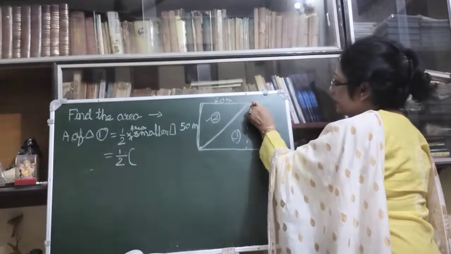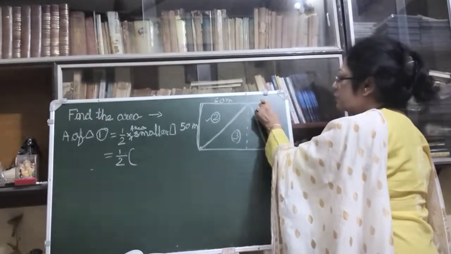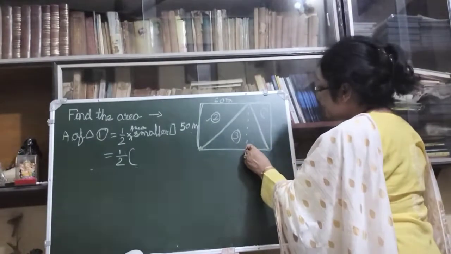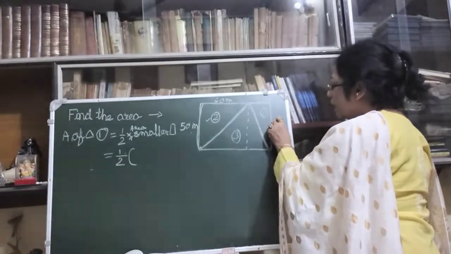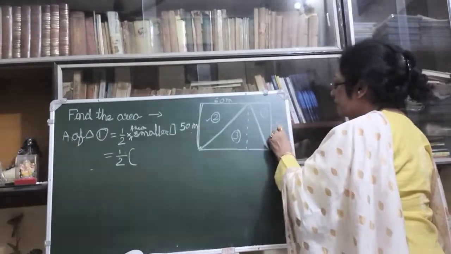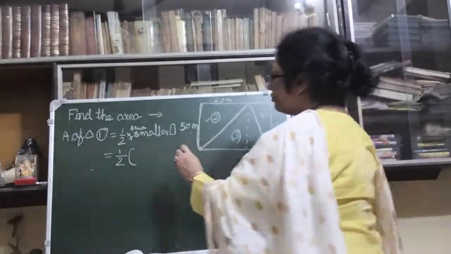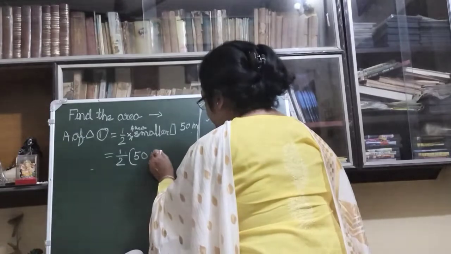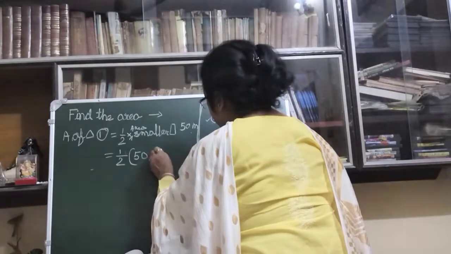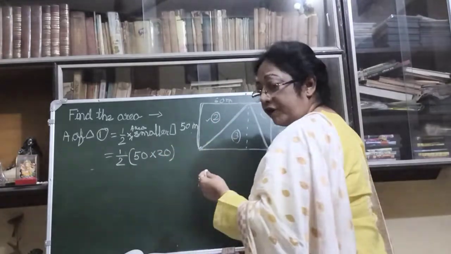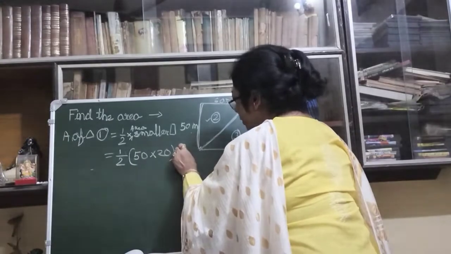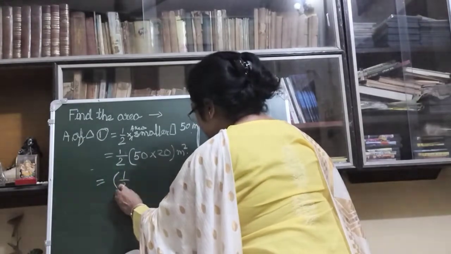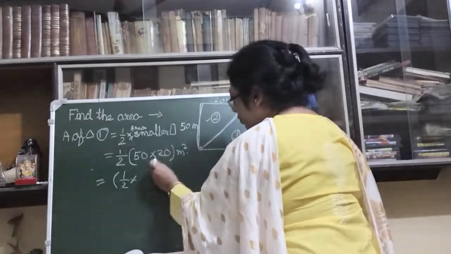What is the area of the smaller rectangle? This much is 20. Breadth is 20. What is the length? 50 meter. So length equals 50 meter and breadth equals 20 meter. We know the area of the rectangle is length into breadth, that is 50 into 20, and the unit of area is meter square or square meter. Anything you can write. So now half into 50 into 20.